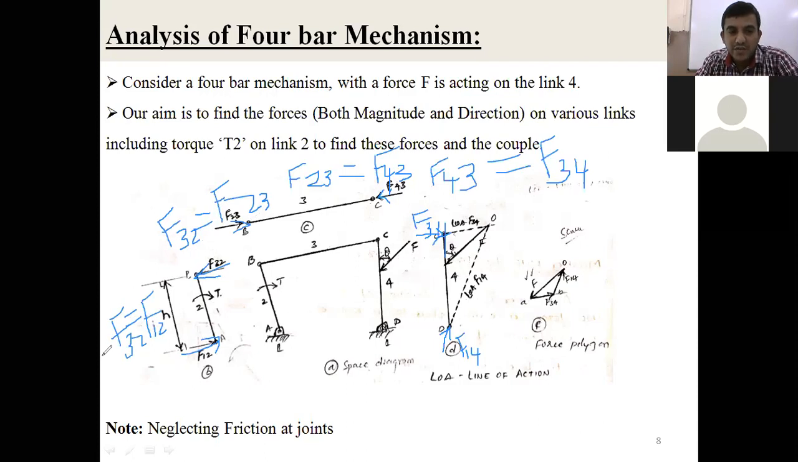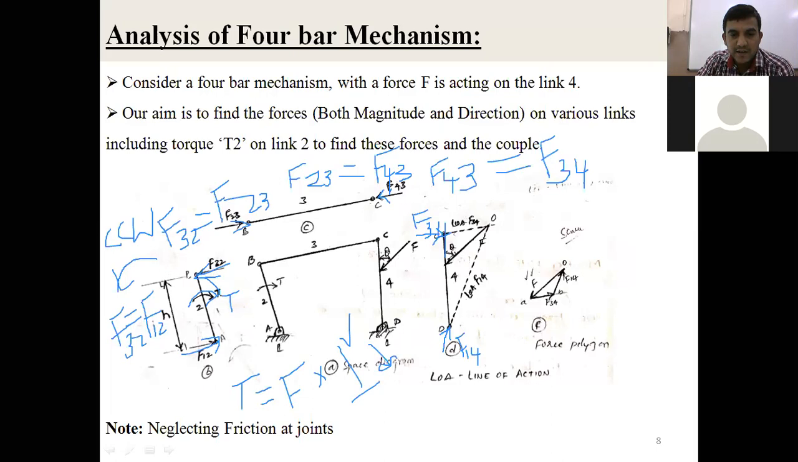That produces what type of couple here? That produces a counterclockwise couple. Then I want to make it equilibrium, so I go for a clockwise torque acting on link 2. How do you calculate torque? T is nothing but force into perpendicular distance. Perpendicular distance.